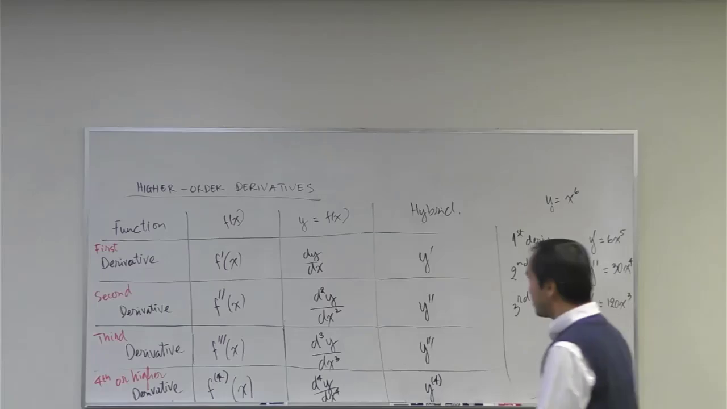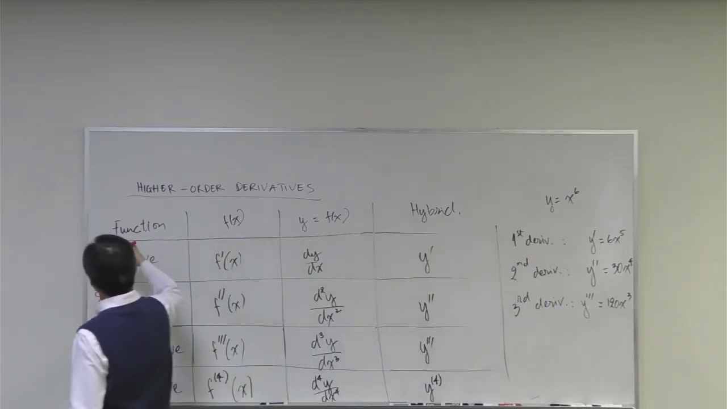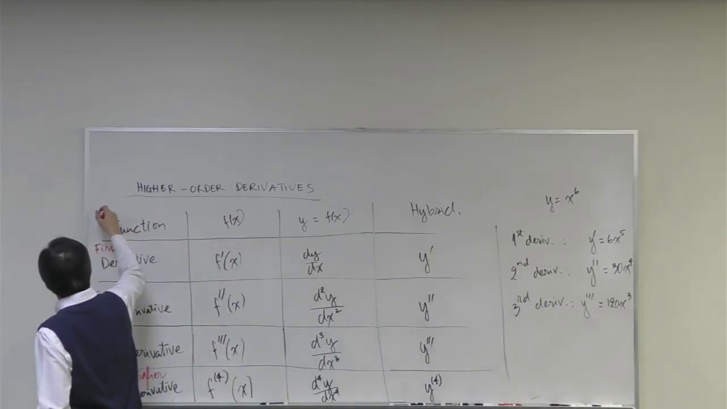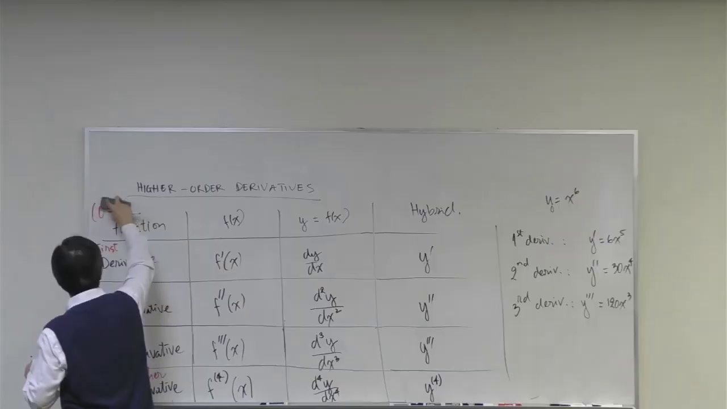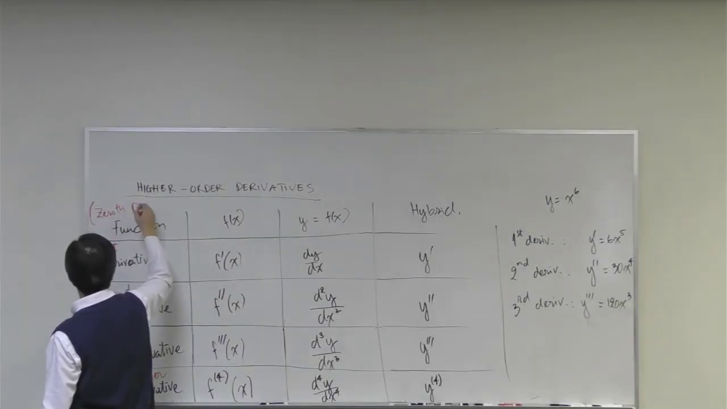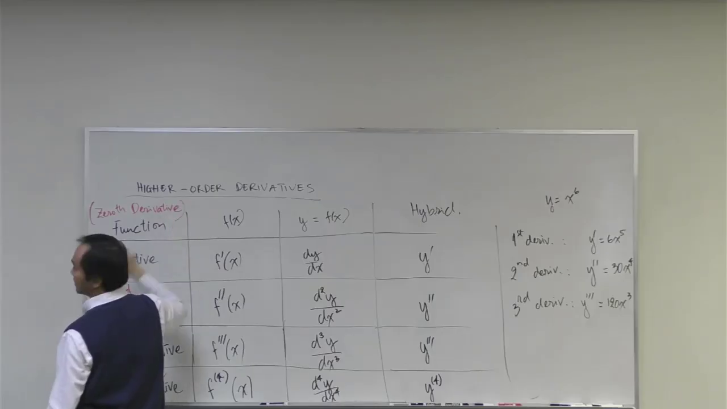So the original function right here is also regarded as, and also open parentheses here, it's called the zeroth derivative. No, I shouldn't use a number for that. That's the concept of the zeroth derivative. All right.